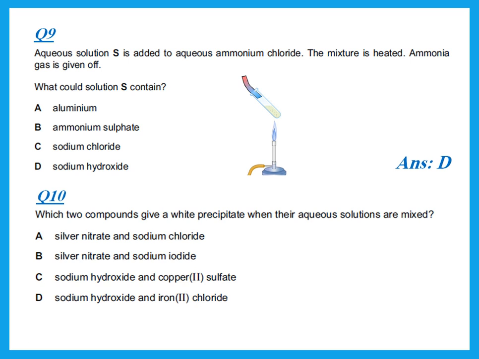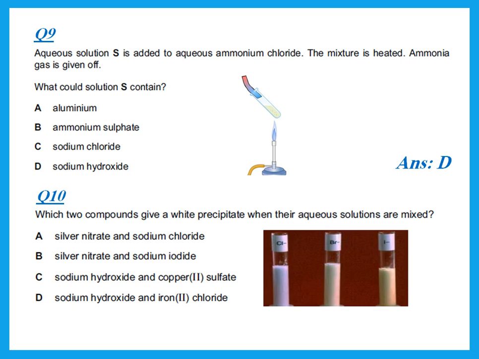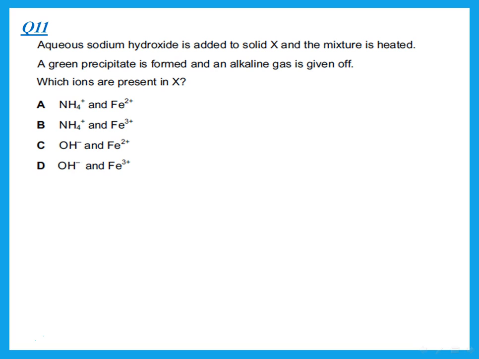Which two compounds give a white precipitate when their aqueous solutions are mixed? Which of these, if I mix them together, give white? You should realize that silver nitrate with chloride would give white, and that means the first solution would give a white precipitate. Silver nitrate with iodide, which is option B, would give yellow, not white. Sodium hydroxide with copper something would give a blue precipitate. Sodium hydroxide with iron 2 something will give a green precipitate. So my answer is A.